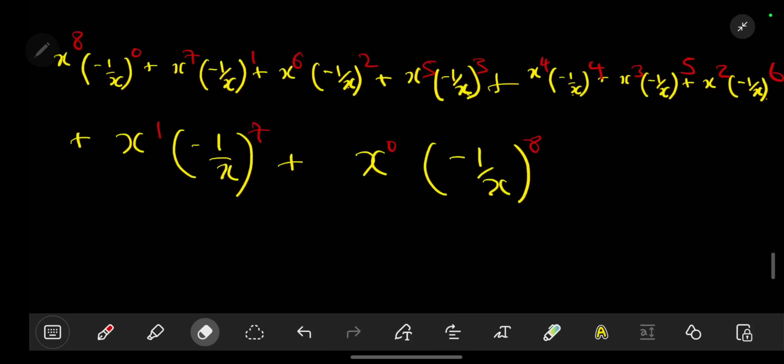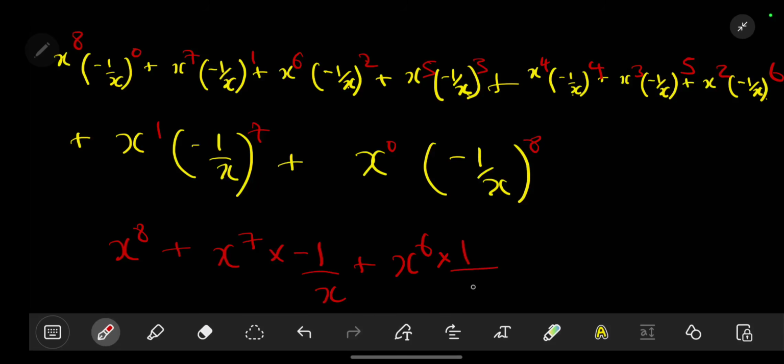So our final answer will be, not our final answer, but without the combinations, x to the power of 8, because this is 0. Then we have plus x to the power of 7 times negative 1 over x, this is just itself. Then plus x to the power 6. Negative 1 squared is positive, 1 over x squared, positive for that matter.